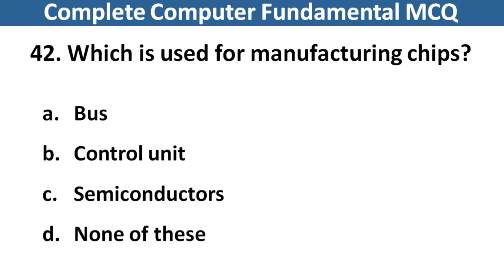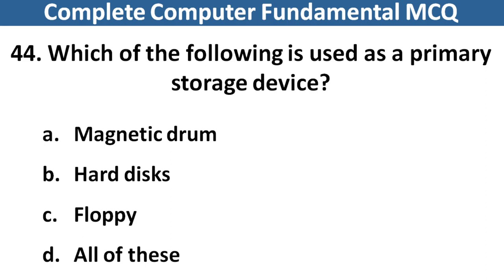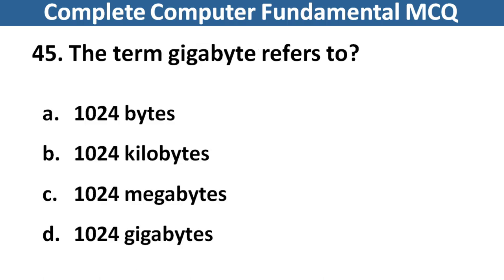Next question. Which is used for manufacturing chip? Right answer is option C, semiconductor. Next question. In computers, what is the full forms of BCD? Right answer is options A, binary coded decimal. Next question. Which of the following is used as a primary storage device? Right answer is options A, magnetic drum.